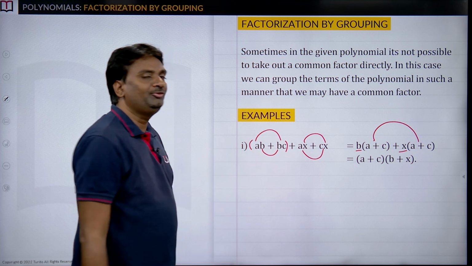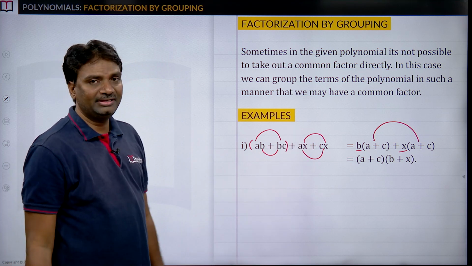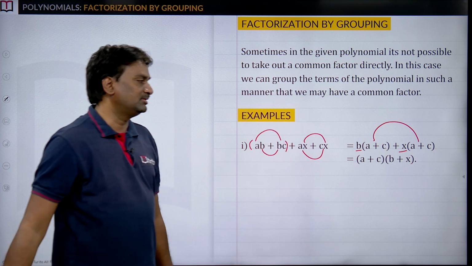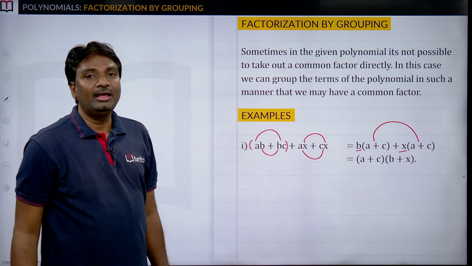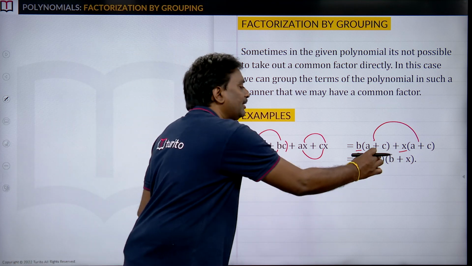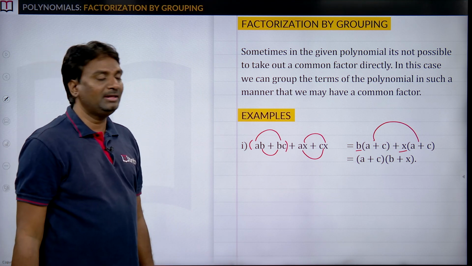From the first group you can take B as common, from the second group you can take X as common. So, we have expressed it as A plus C into B plus X. Four terms were given in the polynomial, and we have expressed that polynomial as the product of two terms, A plus C and B plus X.